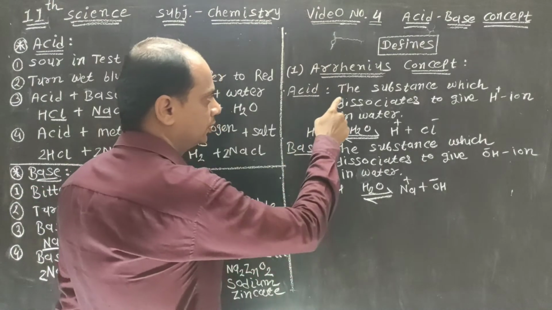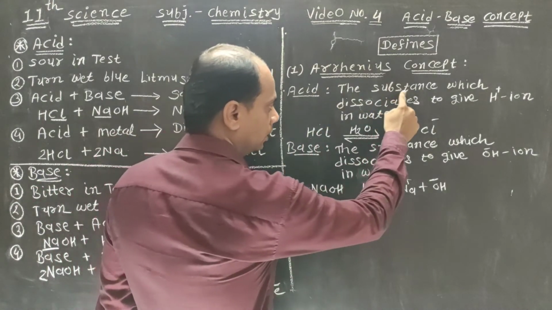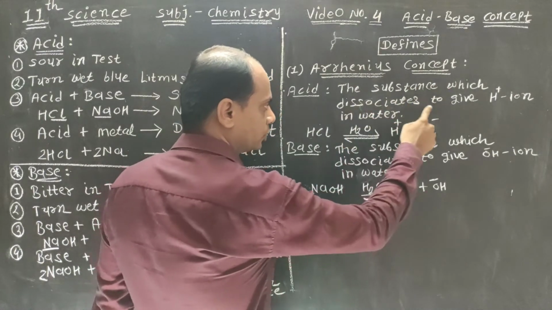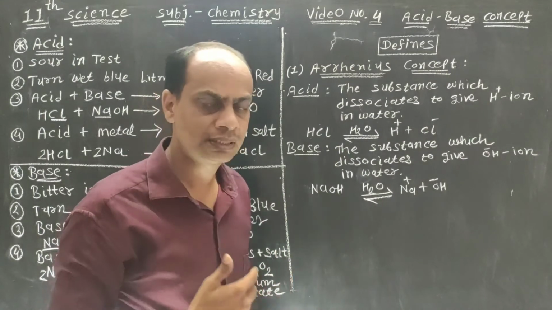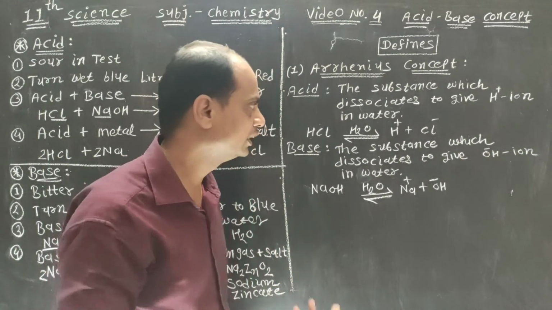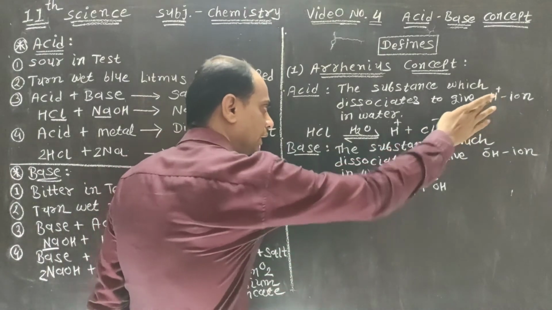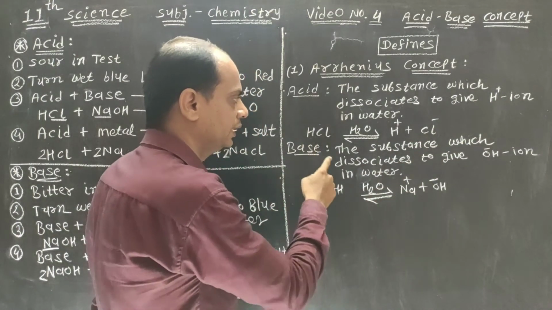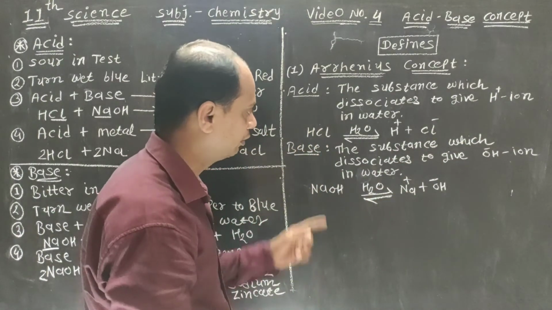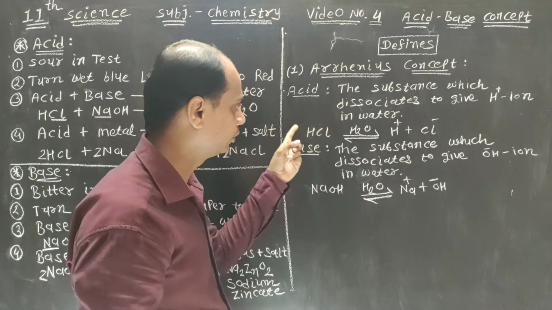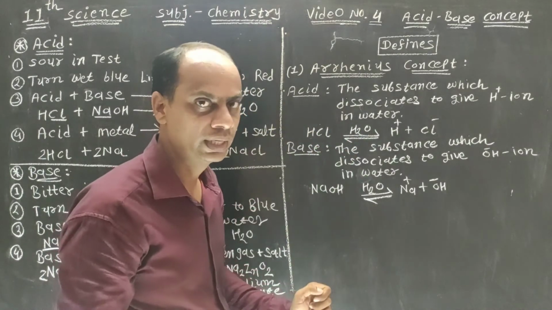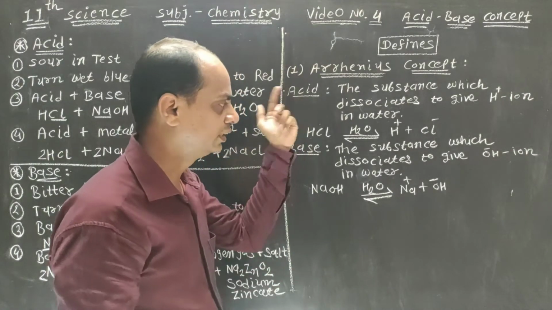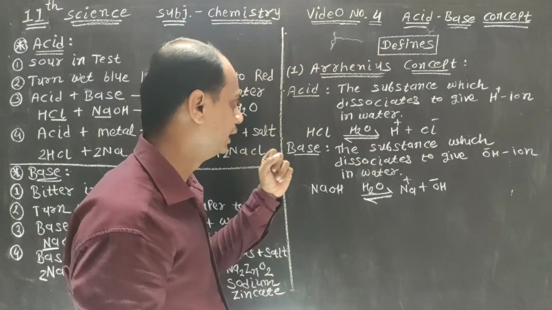According to Arrhenius, the substance which dissociates to give H plus ion in water, means substances which dissociate in water and give us H plus ion, are said to be acid. If you are going to add hydrochloric acid or HCl in water, it dissociates to give H plus ion, which means it is acid. Base.